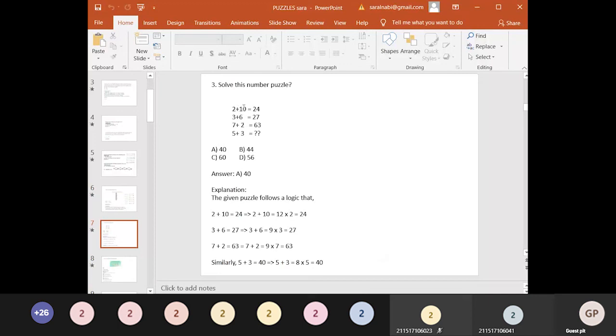Sorry. 2 plus 10, 12. And they multiplied with this 2. Then 3 plus 6 is 9. They multiplied that by 3. 7 plus 2 is what? 7 plus 2 is 9. Automatically we can relate. 2 plus 10 they have given 12. 12 is equal to 24 means that is multiplied with 2. Likewise, we can answer and you can find out the answer. 5 plus 3 is equal to 8. 8 into 5 we should multiply. Yeah, it comes as 40.